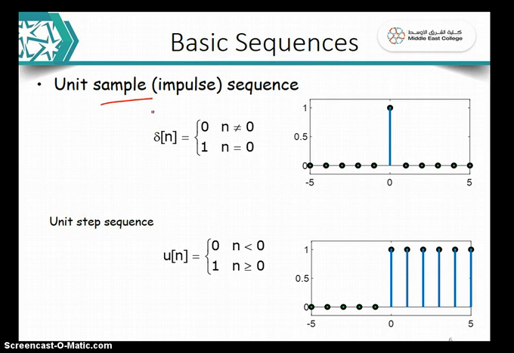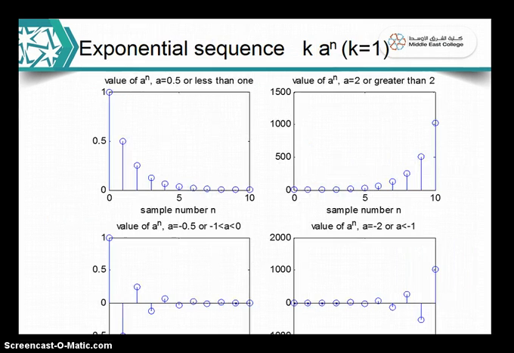The below one is the unit step sequence. It is represented by u of n. As I told you, the x-axis is n and the y-axis is the amplitude. When n is less than 0, all the values are 0. When n is greater than or equal to 0, the value will be 1. Again, this is also explained in equation and graph.